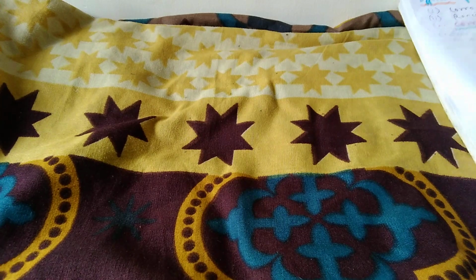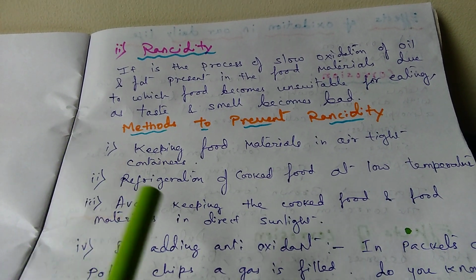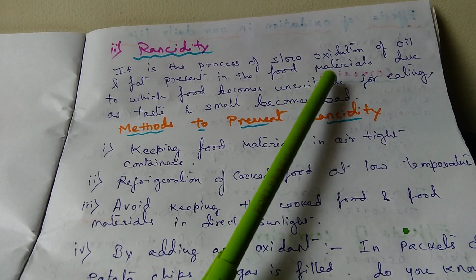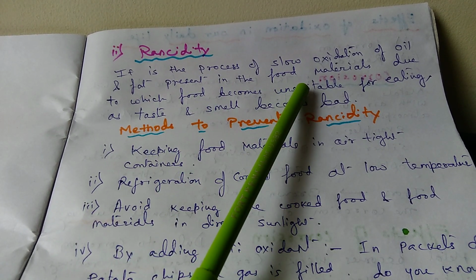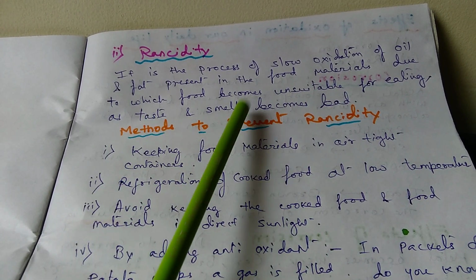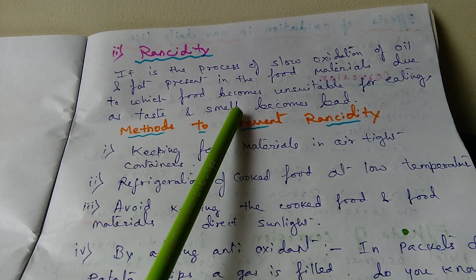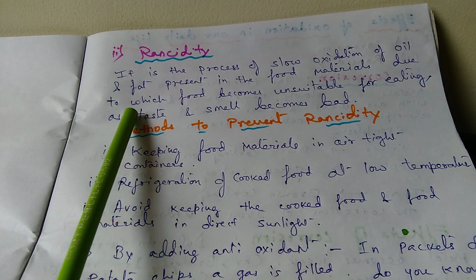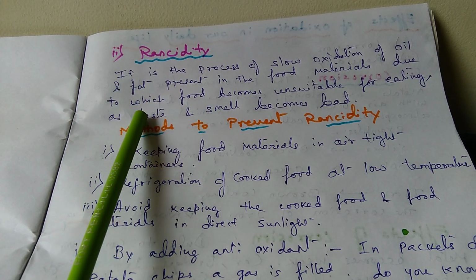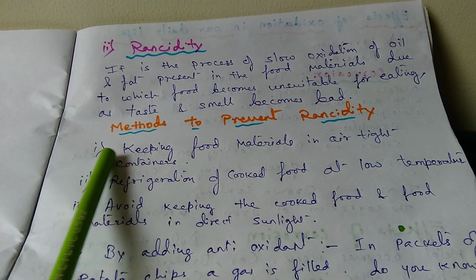Now the next topic in this video is rancidity. So what is rancidity? Rancidity is a process of slow oxidation of oil and fat present in food materials, due to which food becomes unsuitable for eating as taste and smell become bad. The oil or fat present in the food materials reacts with oxygen of air, and that makes the food unsuitable for eating. So what to do to prevent rancidity?